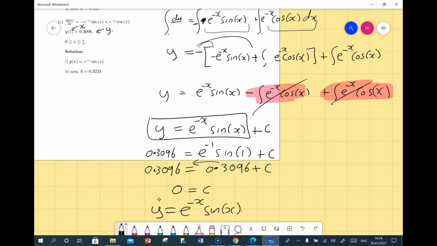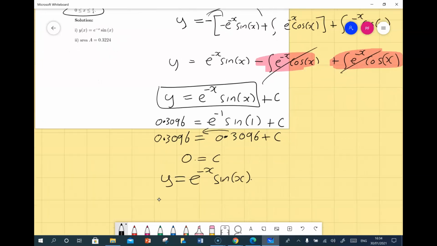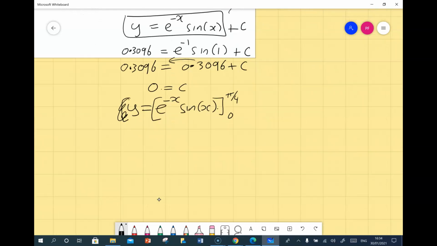Now she wants us to find the area under the curve between the limits of 0 and pi over 4, and she means under this curve here. To find the area under a curve, you integrate it within its limits. So our limits are 0 and pi over 4. So we pop those in.